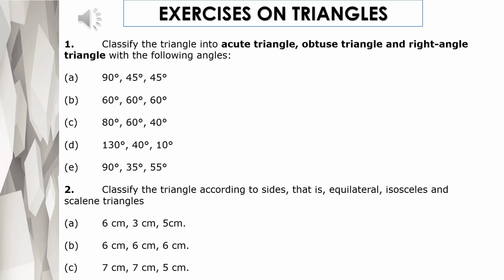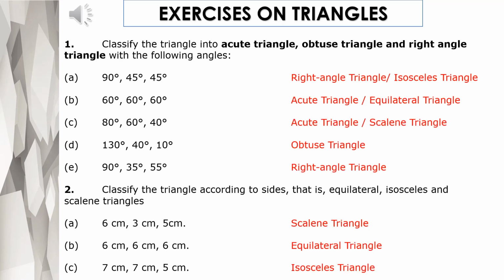Are you all done now? Let's check the answers. Okay, now let us see how well you have understood triangles. Okay? Question number 1. A. The answer is right angle triangle. Why right angle? Because one angle is right.